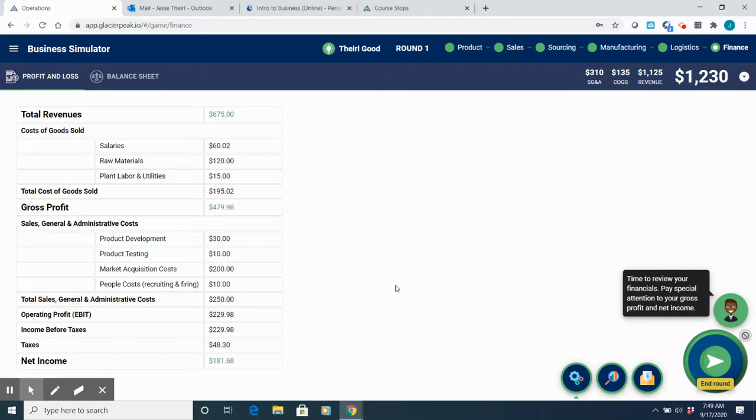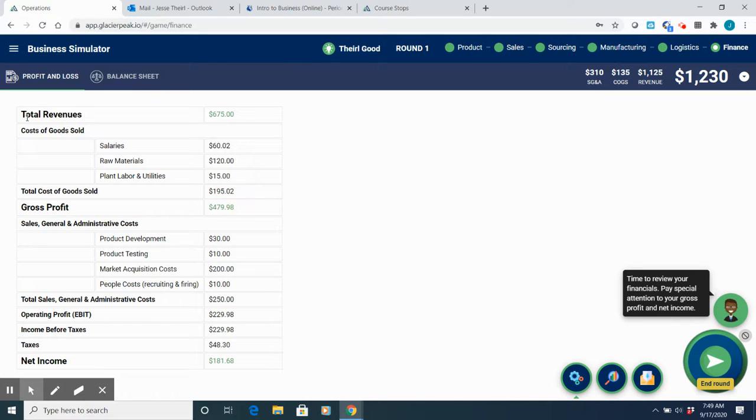In this last screen, you'll want to pay attention to your financials. Obviously, as a beginning intro to business class, some of this would be new to you. Up on top here, what we're looking at is what they call a P&L or a profit statement, also referred to as an income statement. So if you hear any of those phrases, we are talking about the same things.